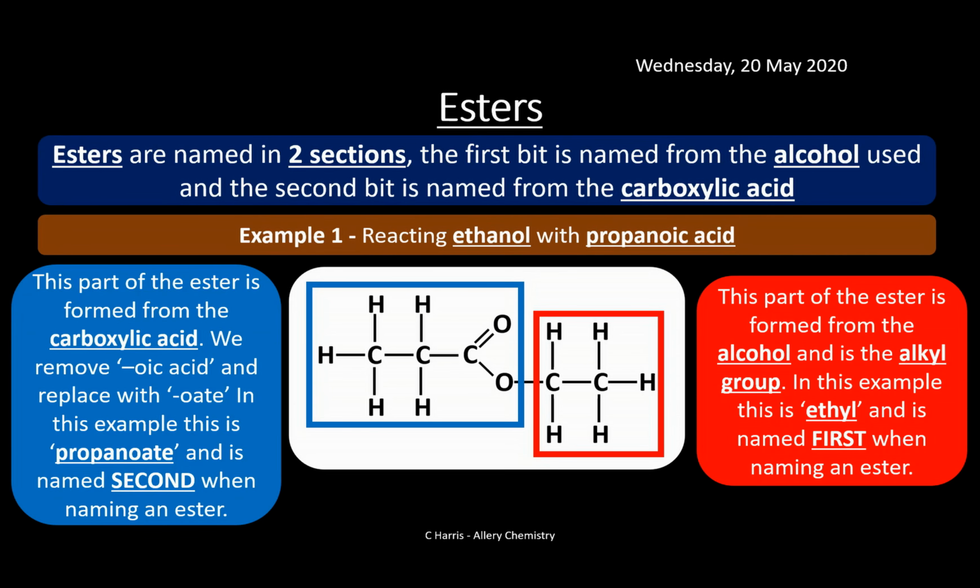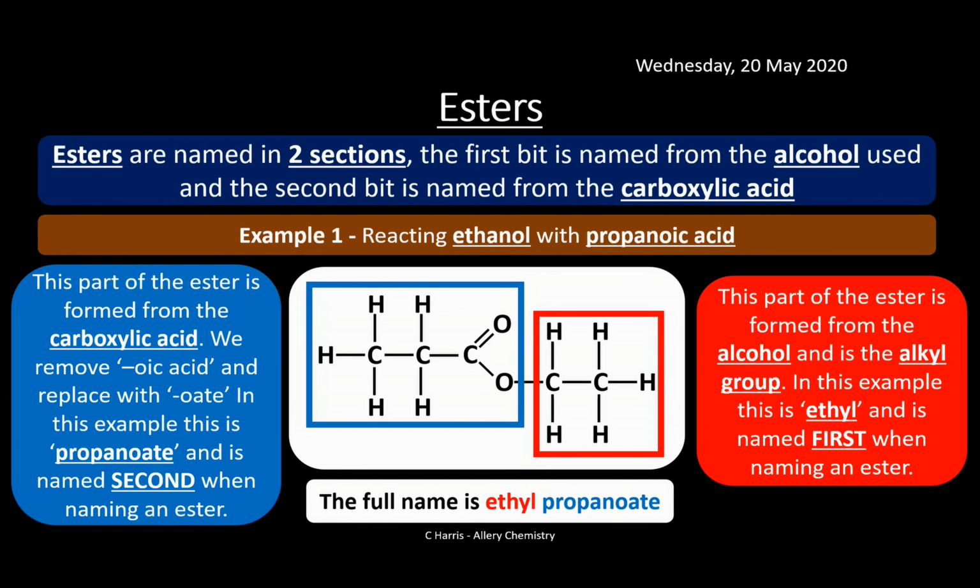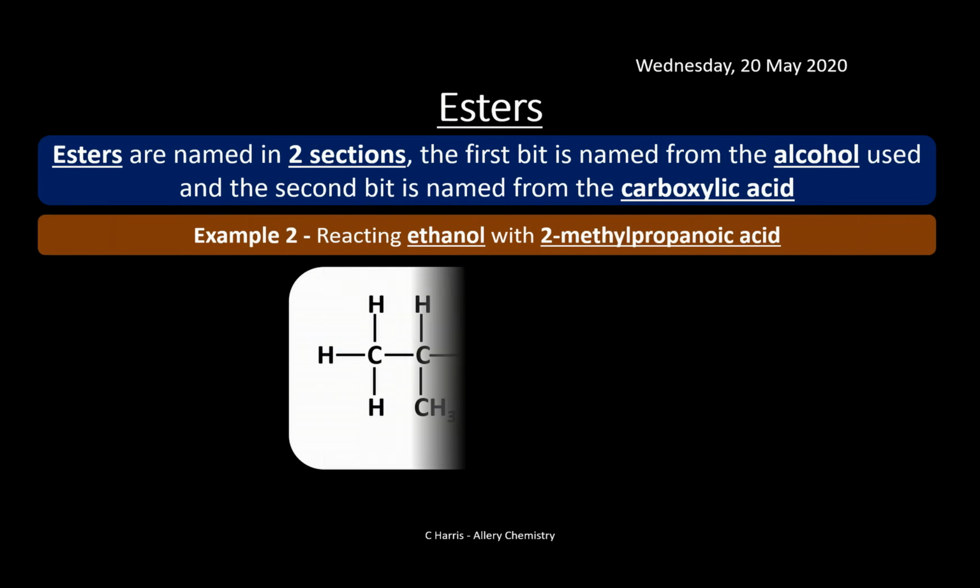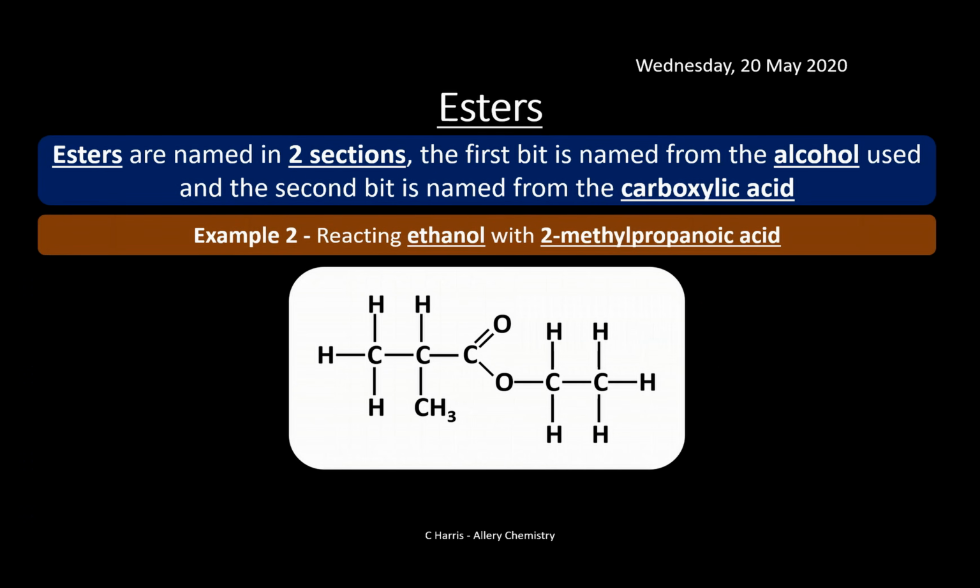So the full name of this is ethyl propanoate, ethyl being the red bit, propanoate being the carboxylic acid bit. It's all been color coded so you can see what's going on. Let's have a look at another example of naming an ester. We're going to make this a little bit more complicated. We've put a methyl group in there. So this is reacting ethanol with 2-methyl propanoic acid.